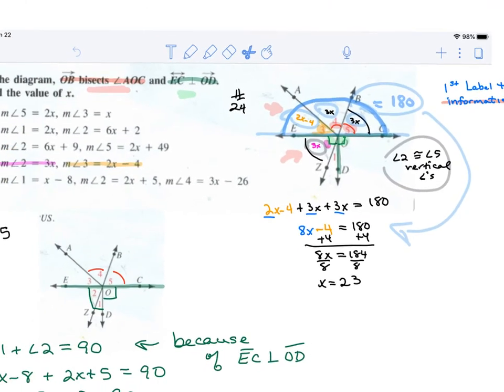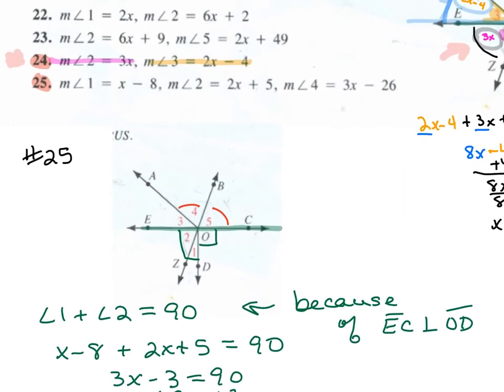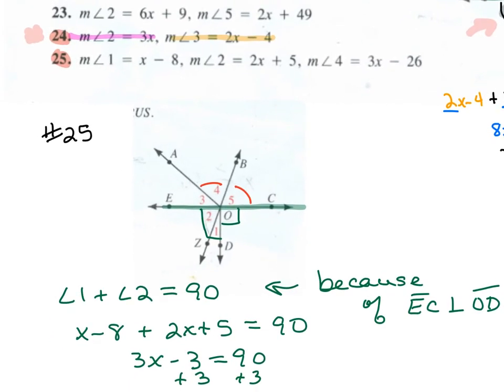Then for number 25, same given. I had this angle here, AOC, being bisected. And then I also had the perpendicular lines. So EC was perpendicular to the OD. So remember that makes right angles. Perpendicular lines form right angles.